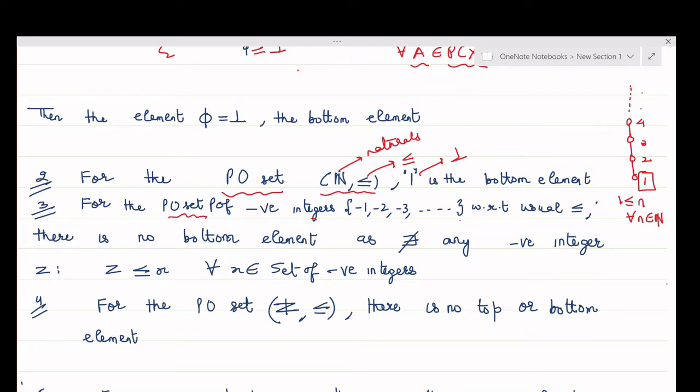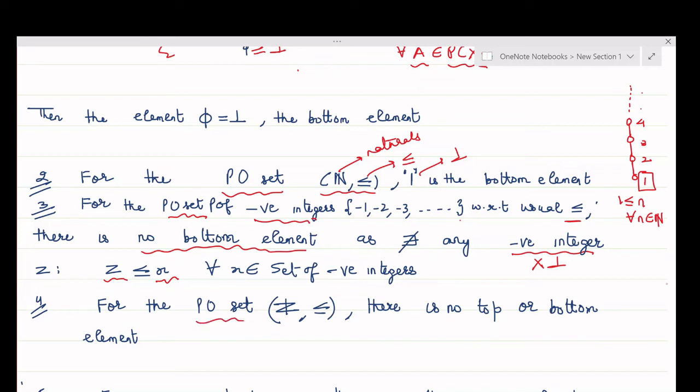Then again consider the PO set of negative integers, which is the set -1, -2, -3, and so on. The integers are going on decreasing with respect to the usual less than or equal to relation, the usual sense in which we understand less than or equal to. And we can see that this particular set has no bottom element because the elements of this set are going on decreasing. There is no negative integer which can act as a bottom element, as inverted T, because there is no negative integer which is smaller than every negative integer. So there does not exist any negative integer z such that z is smaller than every negative integer, which means that this PO set doesn't have a bottom element.